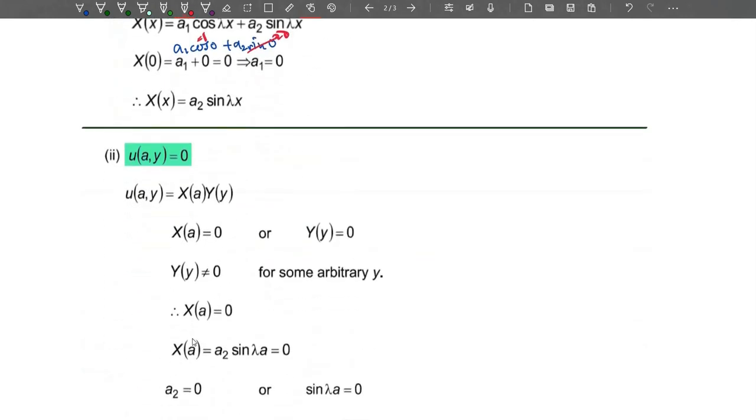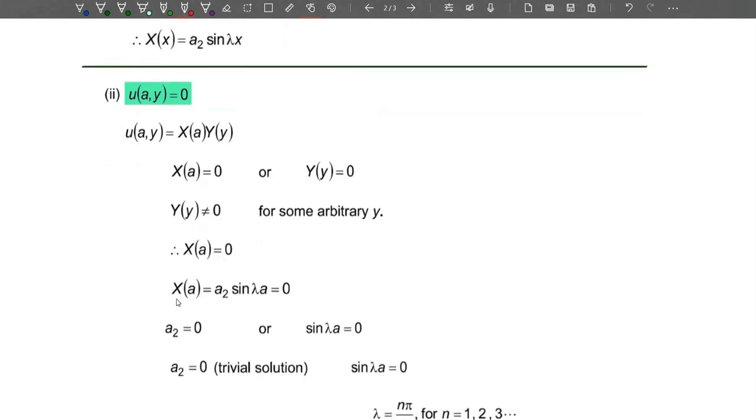Okay, next we apply the second boundary condition u(a,y) equal to 0. So here X(a) equal to 0 and Y(y) does not equal to 0, because again Y(y) cannot be equal to 0. Okay, and then X(a) equal to 0, which means a2 sin lambda a. From here, a2 sin lambda x will be a2 sin lambda a equal to 0.